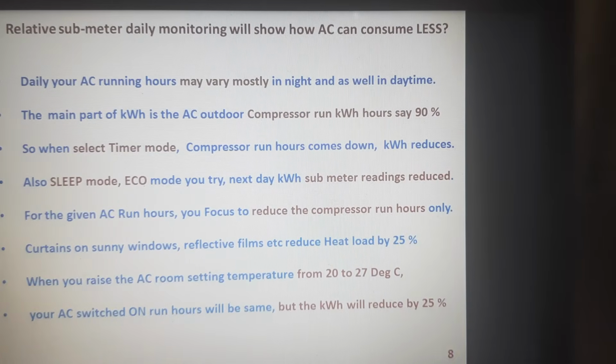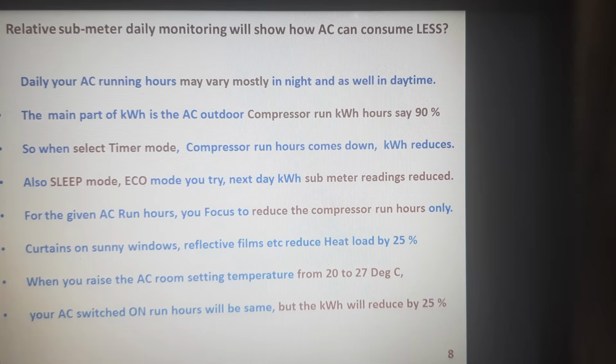Daily submeter monitoring will show how much less your AC can consume. Your AC running hours may vary mostly in the night and as well in the daytime. The main part of the kWh is in the AC outdoor compressor, that is 90% of the AC consumption. The indoor fan and the outdoor fan consume only 10%.